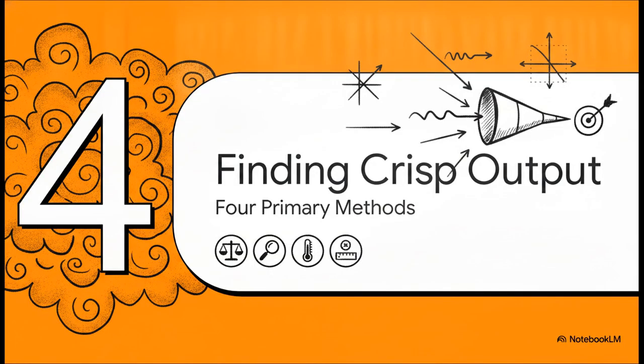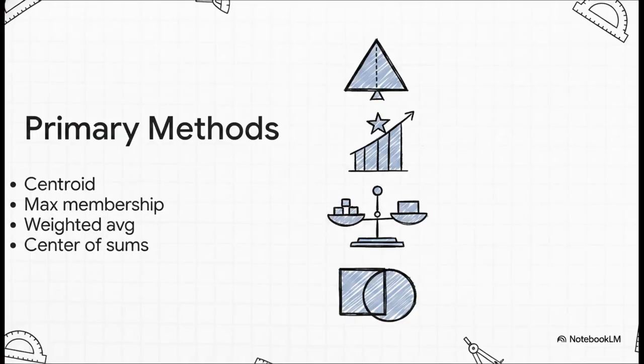Let's hit Section 4, finding the crisp output. Four defuzzification methods. Now, as you might guess, there isn't just one single way to solve this math puzzle. Systems typically use one of four primary methods to extract that crisp output. First up, we have the centroid method, which is also known as the center of gravity method. Then there's the maximum membership principle, the weighted average method, and finally, the center of sums. And I want you to notice just how different these sound from fuzzification methods, which use stuff like neural networks or rank ordering. These four defuzzification methods are all about geometry and spatial mathematics.